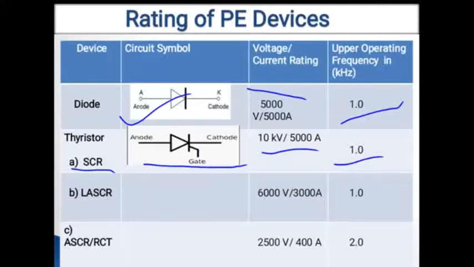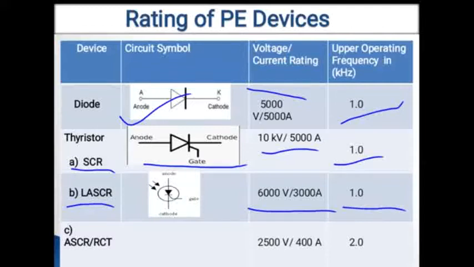The second device is the LASCR, that means light activated SCR. In this diagram you can see the symbol for LASCR. It also has three terminals, anode, cathode and gate, and it has a voltage rating in the range of 6000 volt and a current rating in the range of 3000 ampere. It has a frequency range in the order of 1 kilohertz.